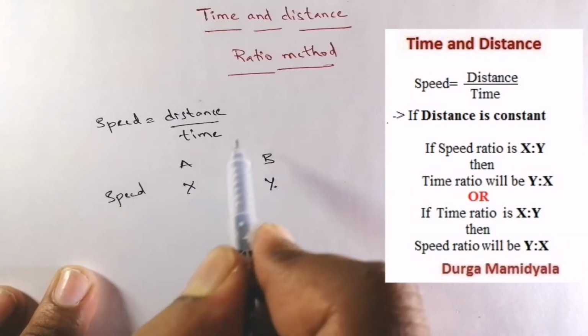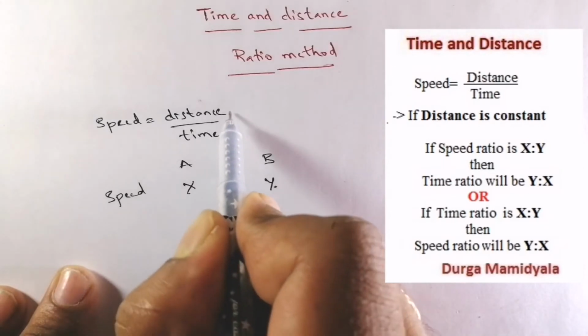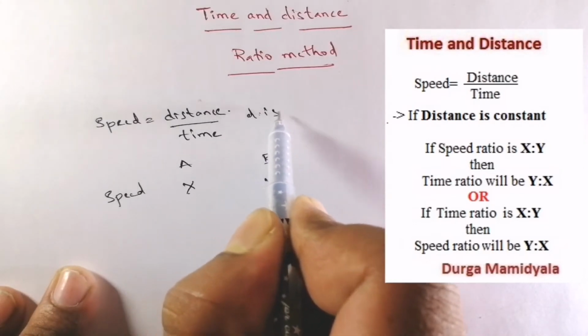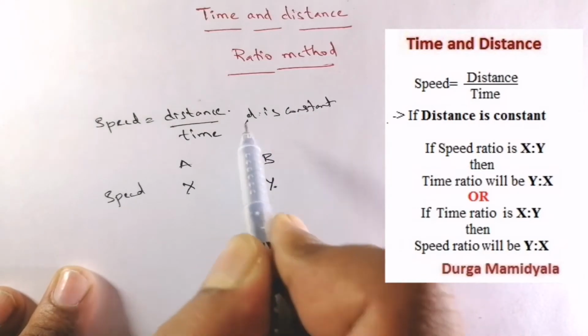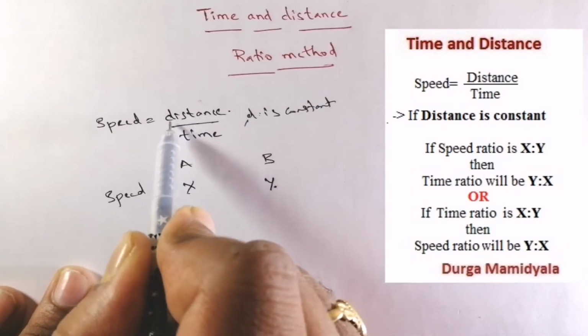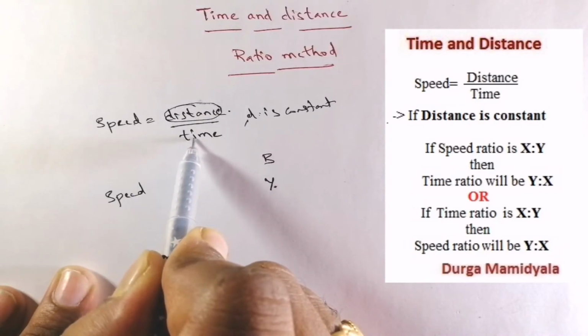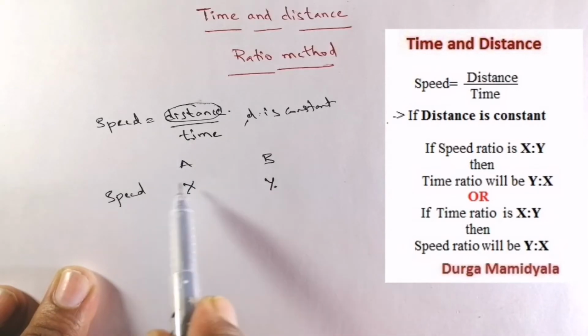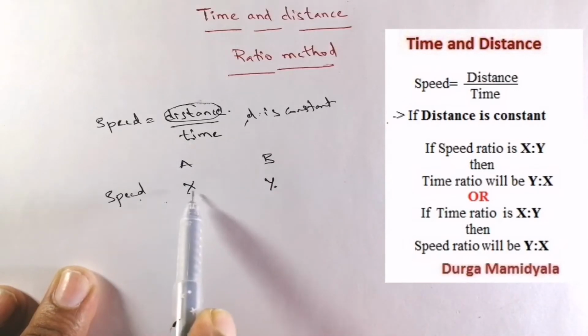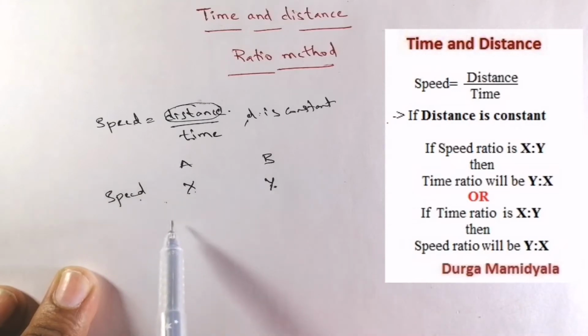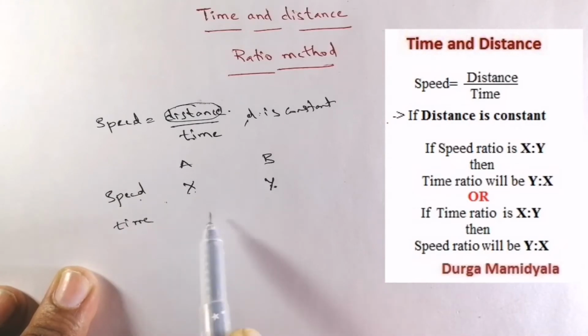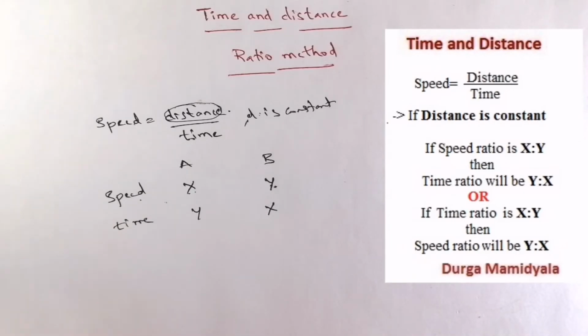Suppose here the distance d is constant. If the distance d is constant, then automatically speed is inversely proportional to the time. That is, if the distance is constant and the speed ratio is x is to y, then the time ratio will be y is to x. It is the most important problem, and we can solve many problems using this method. I will show it clearly with an example.